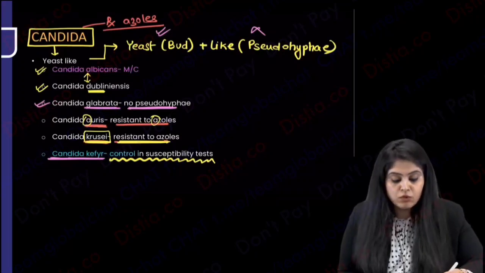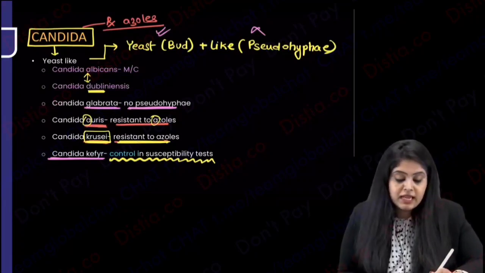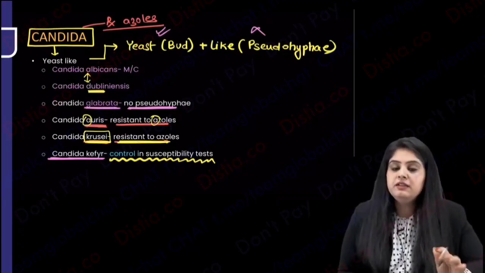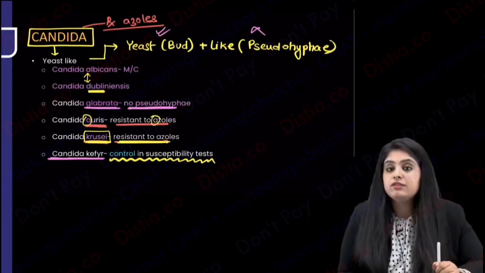Repeating once again, what all do we have out here? We have Candida albicans as the most common. Albicans has a double twin brother, everything same, that is dubliniensis. Candida glabrata leaves away something, it leaves away the pseudohyphae. Candida auris and krusei, cut off from the world, that is resistant. And Candida kefyr, kifayati, it is used as a control.